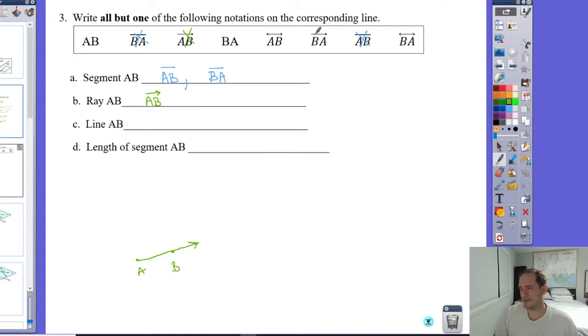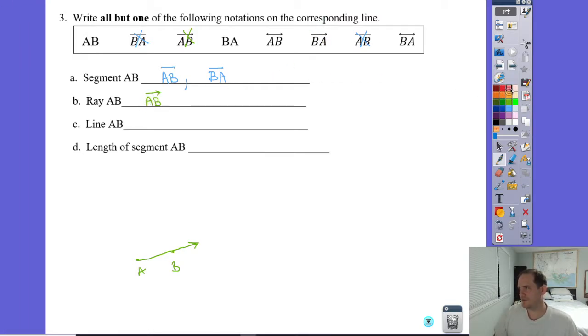And ray BA would not work. You can't change the order, because ray BA, you guys can see, would start here with B as an endpoint, and it would pass through A, and clearly that pink ray is not the same as that green ray.